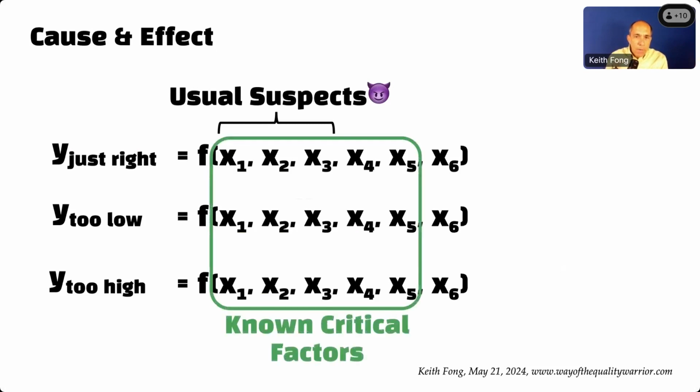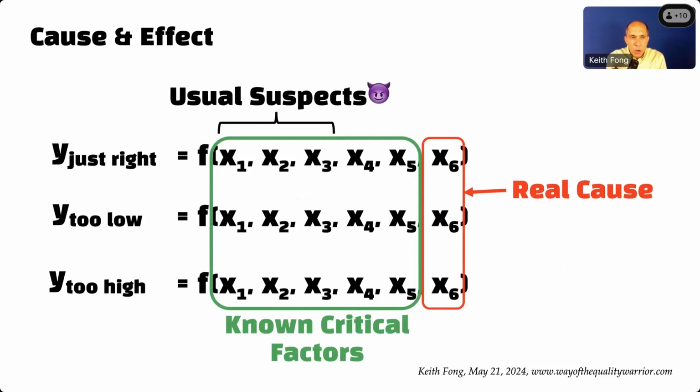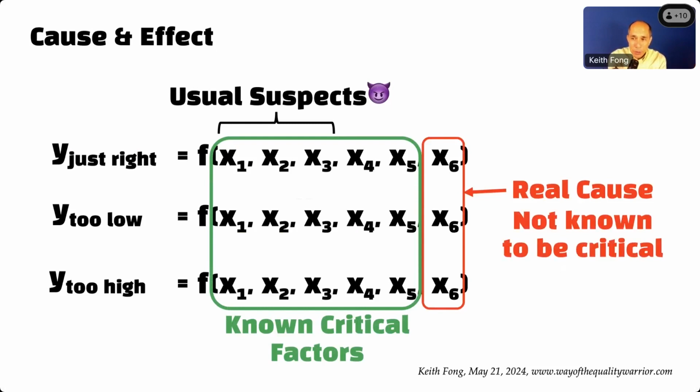And maybe we also know that there are a couple of other factors that are important, but they're very capable. They don't change very much. They're very stable, and so they're rarely the source of a problem. So we could say these are the known critical factors. But what happens if there's a sixth factor that is the real cause of the reason that we have a Y just right, a Y too low, and a Y too high? And maybe, just maybe, it's not known to be critical. It's known, perhaps, but we don't realize this is actually important.